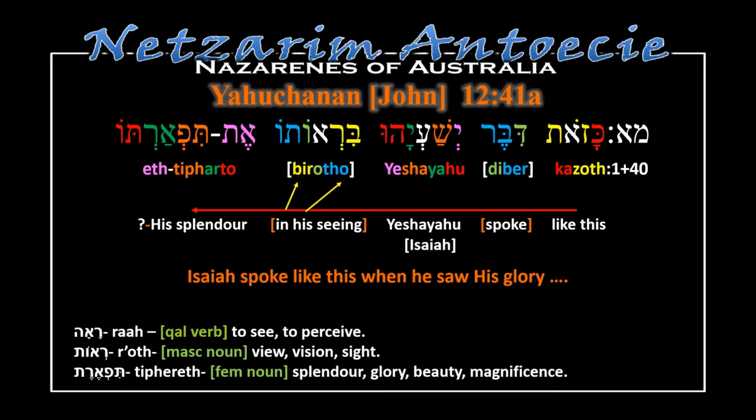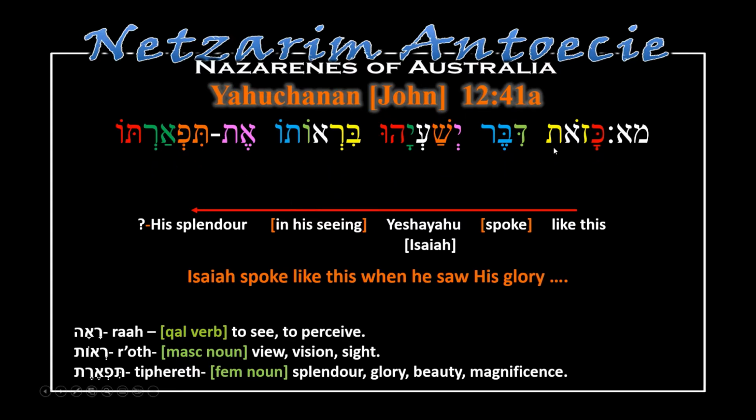We just have to learn to identify prefixes and suffixes and what they mean, remembering that mostly the pronouns are at the end of a word. It just helps us put it together. Right, so now let us read that. It is kazot diber Yeshayahu biroto, et tifarto.